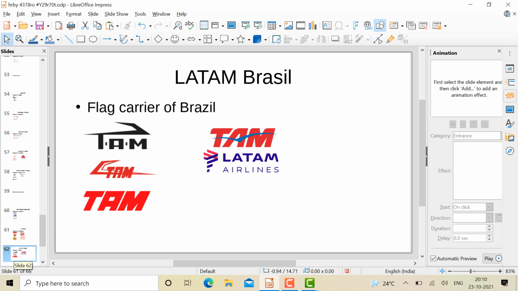Then we have Latam Brazil, which is the flag carrier of Brazil. The first logo had TAM. Before, Latam Brazil was named TAM Airline. So yeah, TAM had this kind of like, I don't know what this is, but yeah, the T was sticking out. Then that was changed to the opposite side.